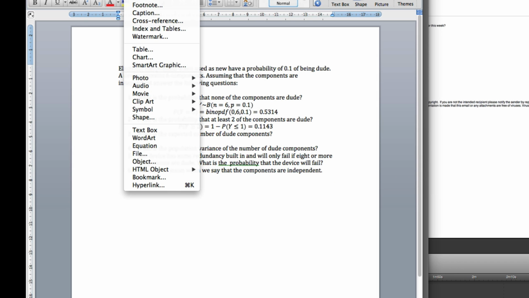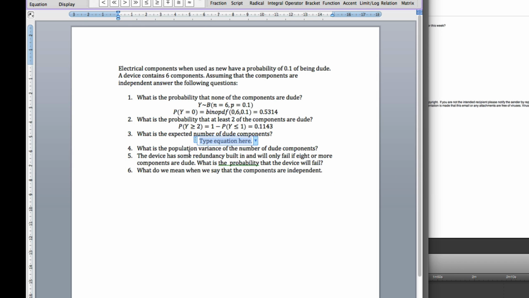Expected number of y is equal to np, which equals 6 times 0.1, which equals 0.6.